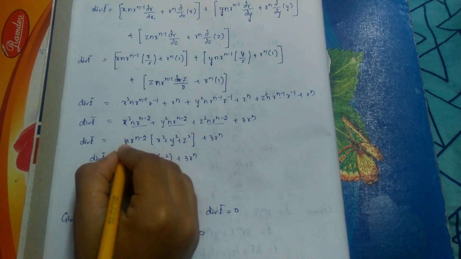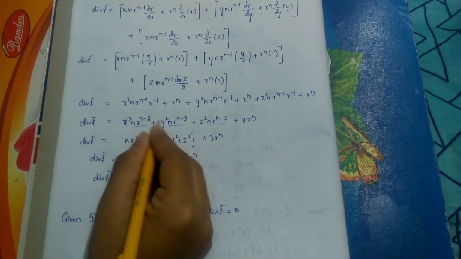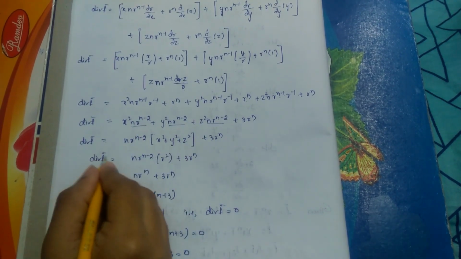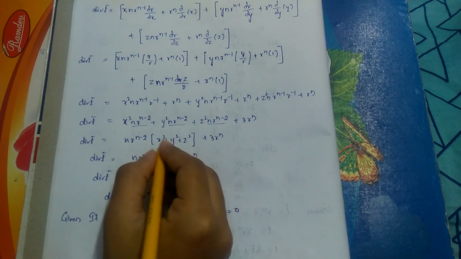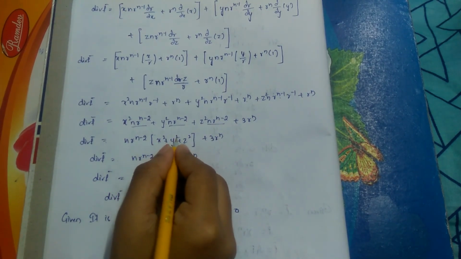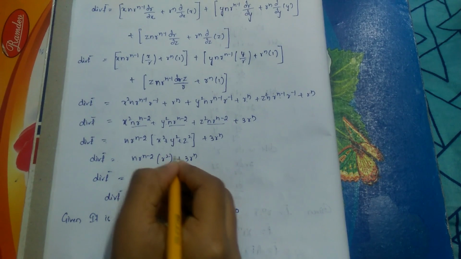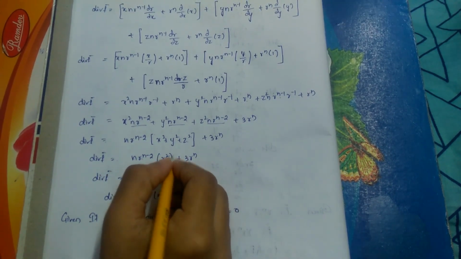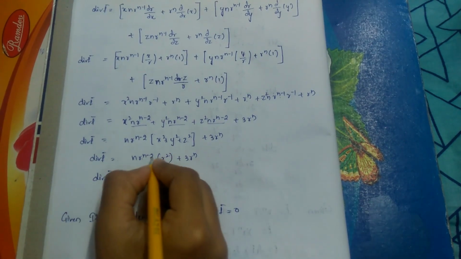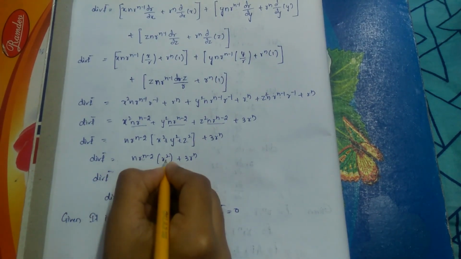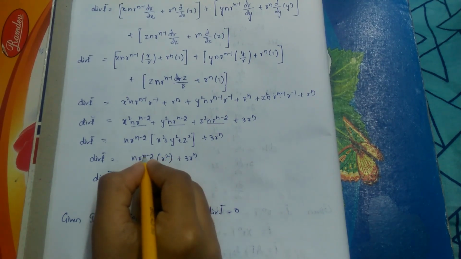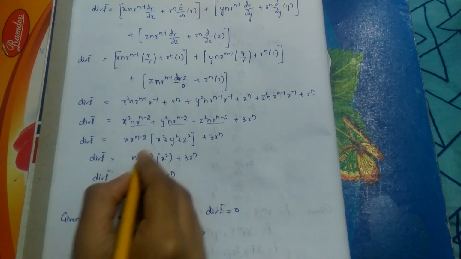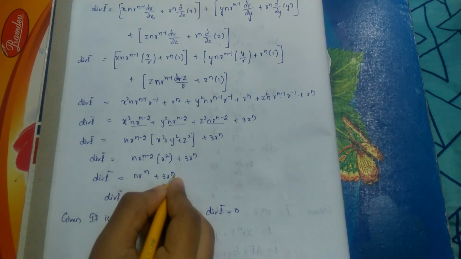So when we take it common, n into r power n minus 2 of x square plus y square plus z square, plus 3 into r power n. So div f bar is equal to n into r power n minus 2, and at the start we have seen that x square plus y square plus z square can be written as r square. So n into r power n minus 2 into r square plus 3 into r power n. Now the bases are the same and they are multiplying, so the powers will be added. So minus 2 plus 2 cancels, and the remaining is only n. So we get n into r power n plus 3 into r power n.